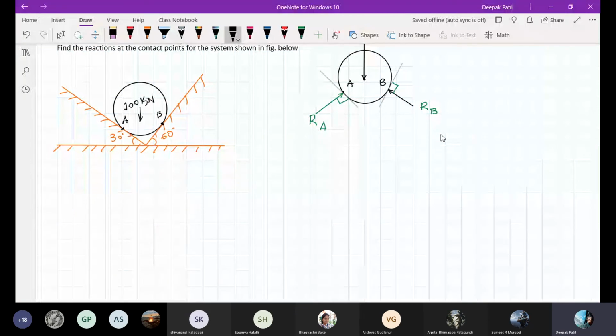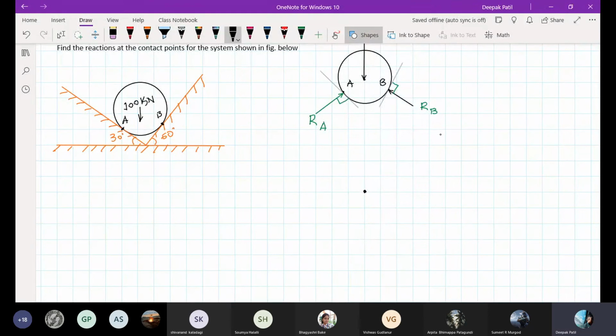So what I will do, I will take the center point of the sphere. Let me draw the weight of the sphere in this direction, which is equal to 100 kilonewtons. Then let me draw this reaction here, call it RA, and this reaction RB in this direction.